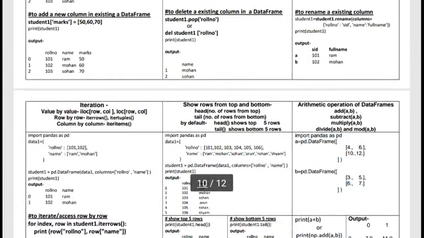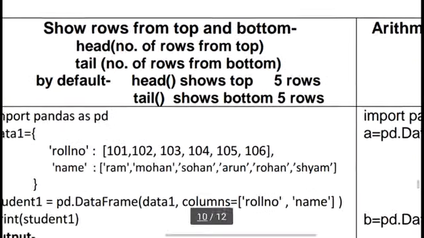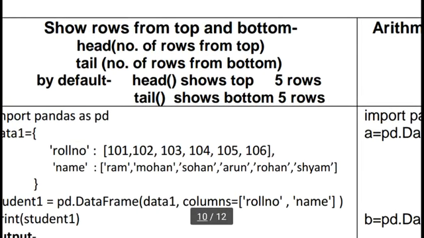Here I am showing some simple topics. We can use the head and tail methods. The head and tail methods are simple methods we can use to show our top rows and bottom rows. By default, the head function always shows the top rows and the tail function always shows the bottom rows.